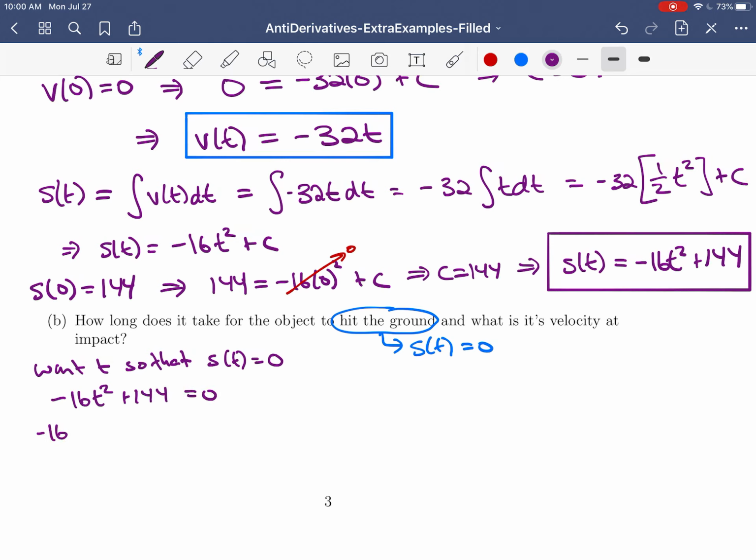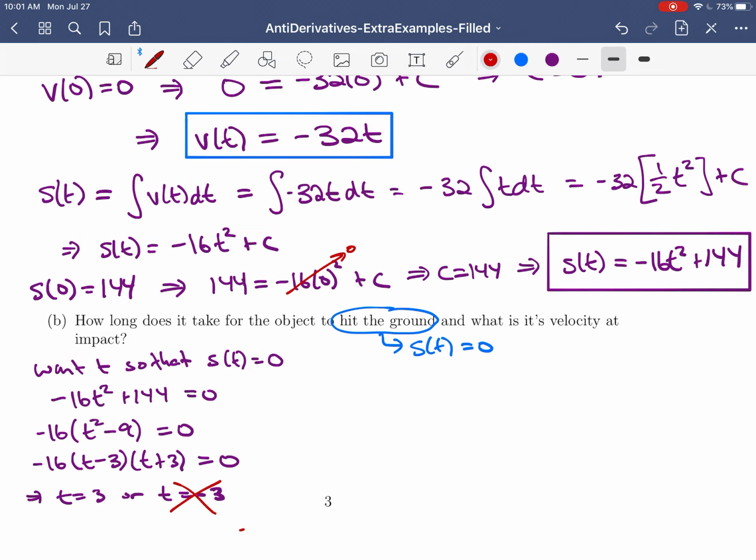I could factor out negative 16, and then I'm going to have t squared minus 9. That's a difference of squares, so I can write it as t minus 3 times t plus 3, which means that I get t equals 3 or t equals negative 3. So it seems like I get two answers, although negative time does not make sense in terms of the problem. So that means that it's not in the domain.